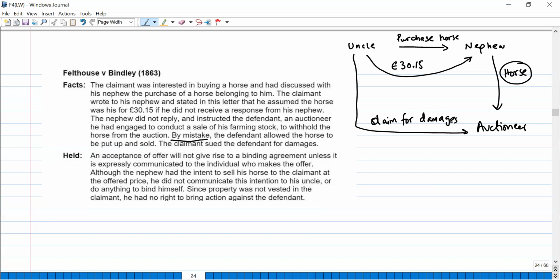Now, what did the court say? An acceptance of an offer will not give rise to a binding agreement unless it is expressly communicated to the individual who makes the offer. The court said that the nephew had not made an acceptance yet. If he had not made an acceptance, you cannot claim that the horse was yours. The court said the nephew had an intention to give the horse to you, yes, but he didn't communicate the acceptance. If he didn't communicate the acceptance, the contract is not formed, and if the contract is not formed, the uncle cannot claim damages. So from this case, you have to understand that an offerer cannot say that I will assume your silence as acceptance, and acceptance should be communicated. Okay.